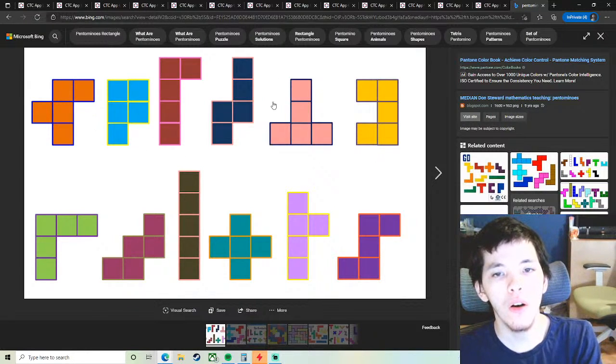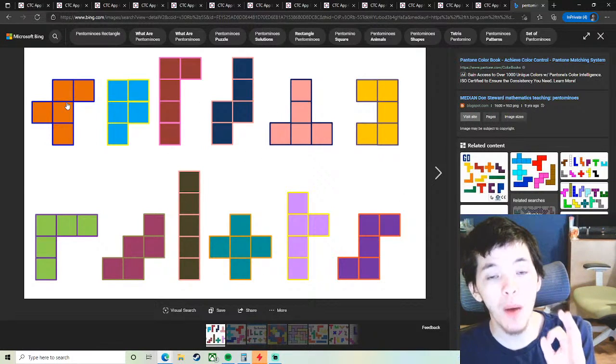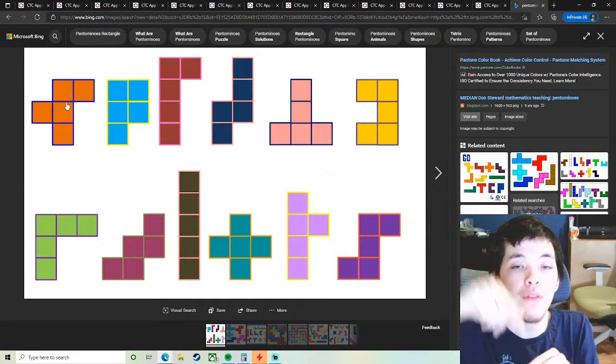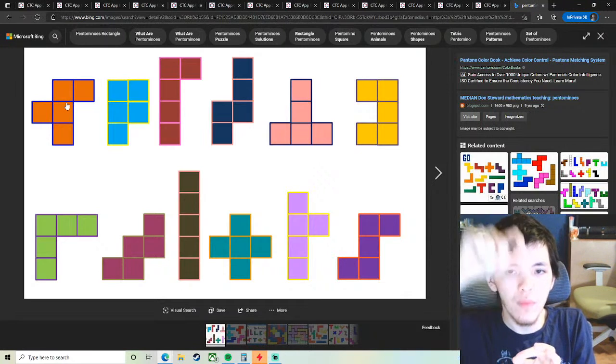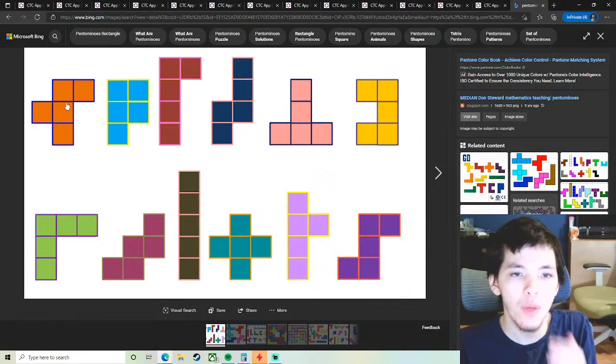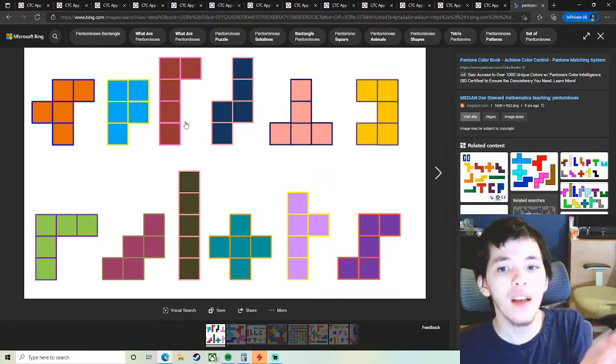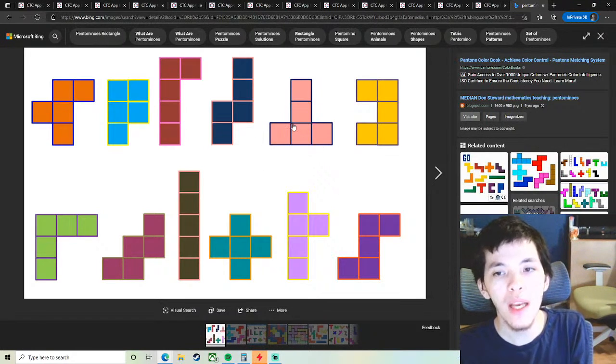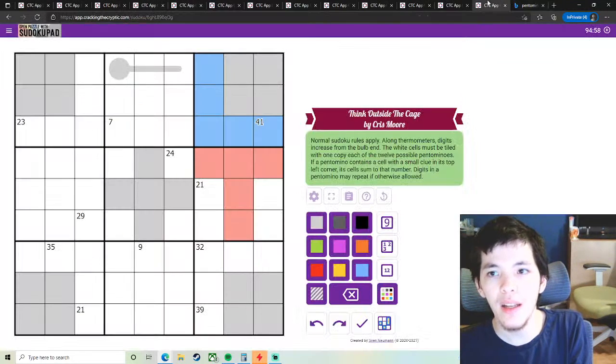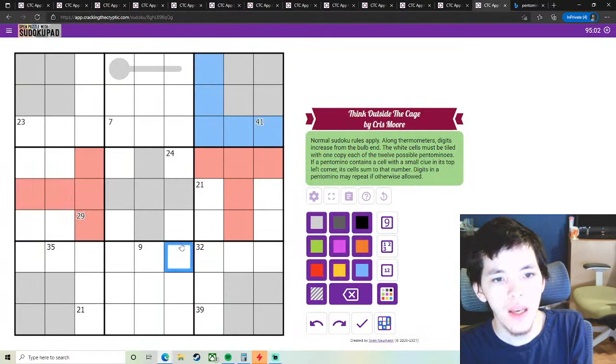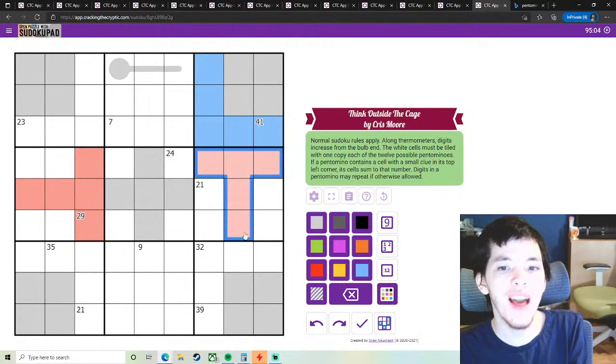And these are called the 12 pentominos, pretty much, because these are every single combination of 5 squares next to each other. You cannot come up with any other variation. If you do, it's just the same one rotated. So for example, this is not a new variation because it's just a rotated version of that.